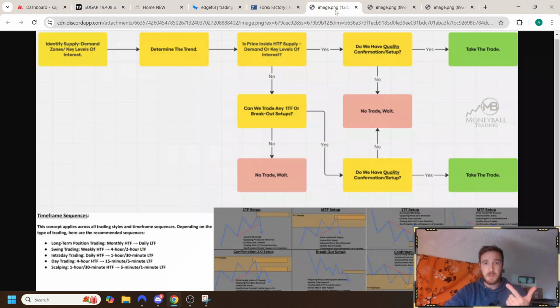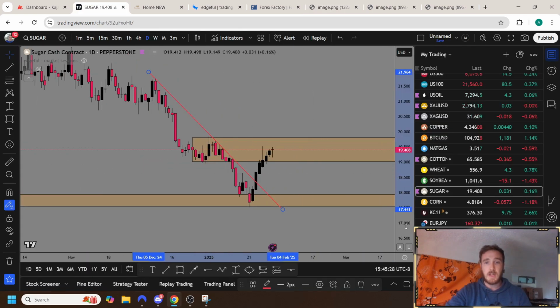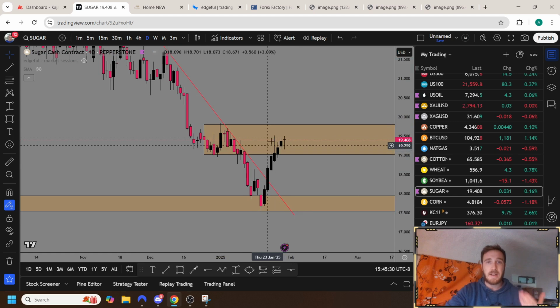So now what do we do? Well, let's go over here. Is price inside our higher time frame supply or demand zone? Yes, it is. In case you guys were confused, is price inside our area of higher time frame supply or demand? Yes, it is. Price has pulled back. Okay, perfect.